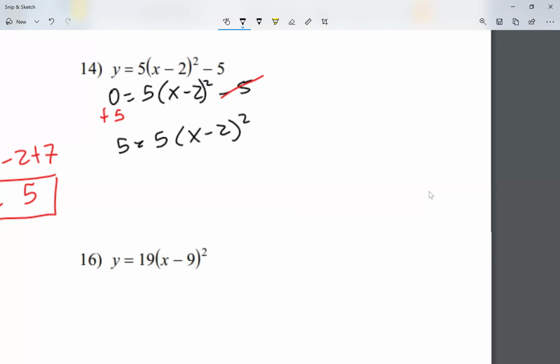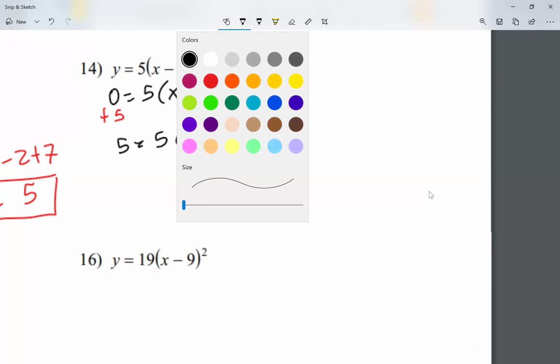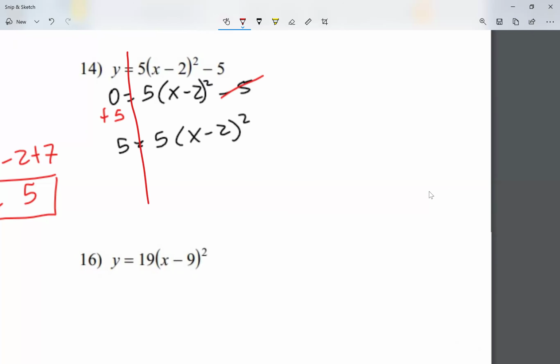Right, on the left side of the equal sign. Oh, I forgot to separate my sides. Let me do that. On the left side of my equal sign, 0 plus 5, that's where I got the 5. Now let me divide everything by 5, because I'm basically dividing by the number in front of the x. Now I know that 5 divided by 5 is 1. This is equal to x minus 2 all squared.